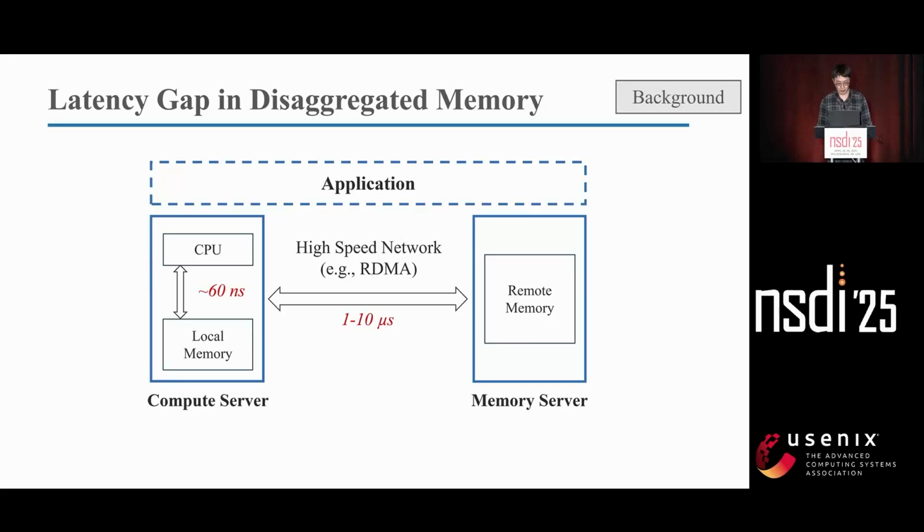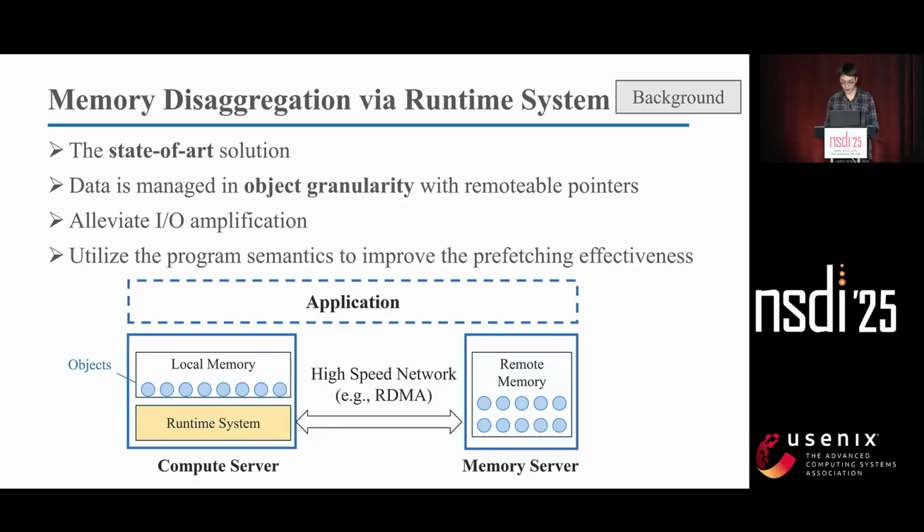But there is a gap between local and remote memory. Accessing local memory takes only 60 nanoseconds, while accessing data on remote memory requires several microseconds. The state-of-the-art solution involves managing remote memory with a runtime system. Data is managed in object granularity with remoteable pointers to alleviate I/O amplification and utilize the program semantics to improve the prefetching effectiveness.